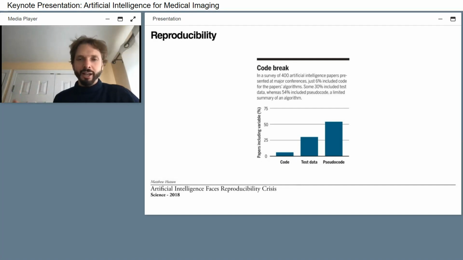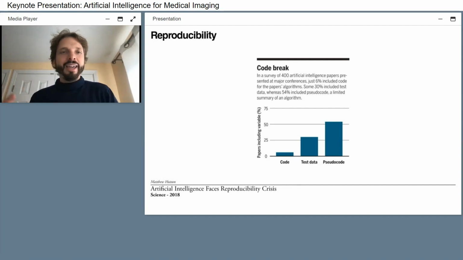And pseudocode, what they meant with this, is a detailed description in the methods so that other investigators could have at least an idea of what the people were doing. They could not reproduce it, but at least the methods were detailed enough that they know which functions were used and such. But this was only available for half. The other half didn't provide sufficient details.